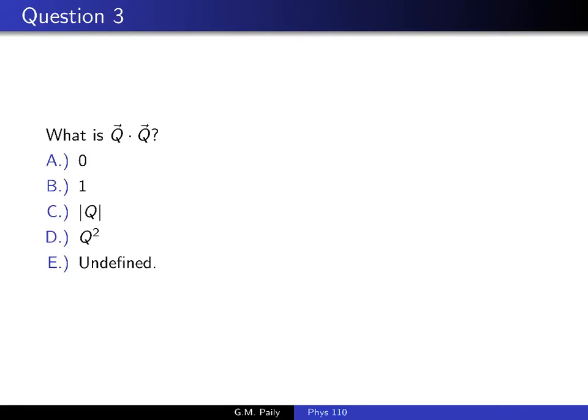Here's another question. We have learned how to take the dot product of two vectors. If I give you some random vector q, what is the result when I do q dot q? Again, pause the video and take a few moments to try and figure out the answer by yourself. We will now discuss the answer.